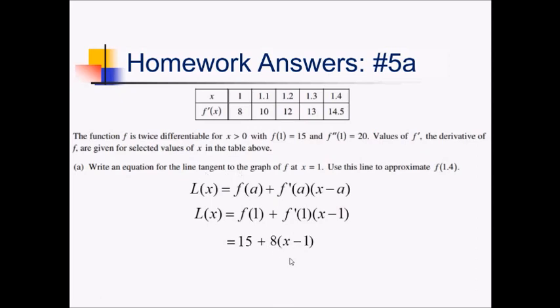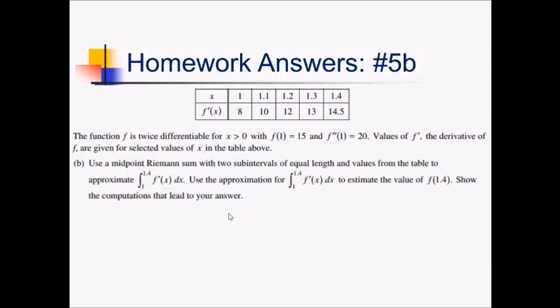Next thing we need to do is approximate 1.4 with this. So we're just going to plug in 1.4 for x, and we're going to write f of 1.4 is approximately equal to all of this. And you could actually stop there because it's all constants, but if you wanted to simplify, this is, let's see, 8 times 0.4, which is going to be 3.2. Add that to 15 and we have 18.2.